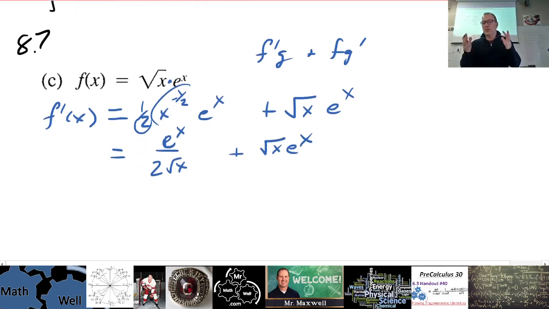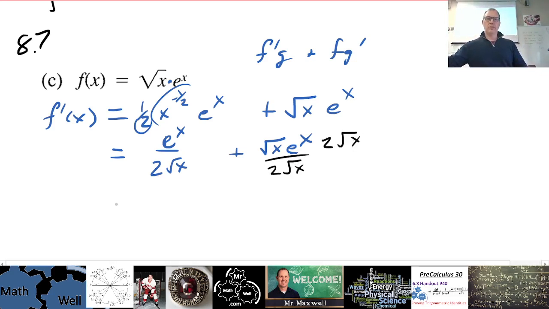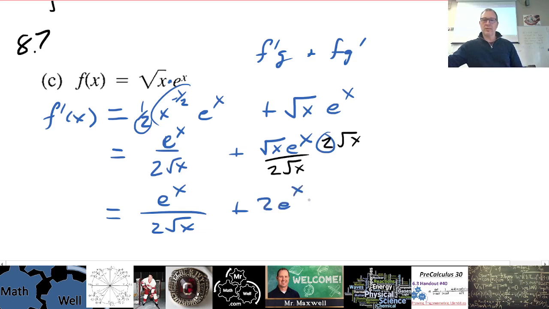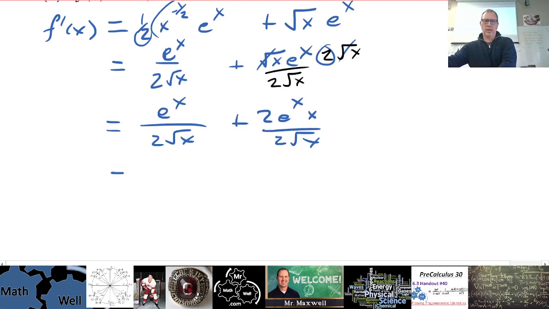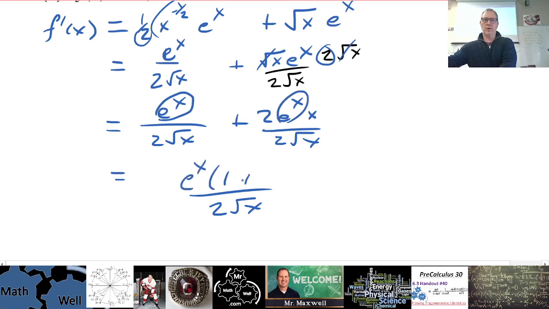So what they might want you to do is to combine that into one term, perhaps. That would probably be what they would want you to do to simplify. So if you multiplied by 2 root x top and bottom, you would get e to the power of x over 2 root x, plus 2 times e to the x times x root x times root x. That's root x squared, which is just x, over 2 root x. And now we have a common denominator of 2 root x. And I have e to the x in both terms, so you can factor an e to the x out. And I go 1 plus 2x maybe. Oh yeah, that's what I'd like to do. Yep.